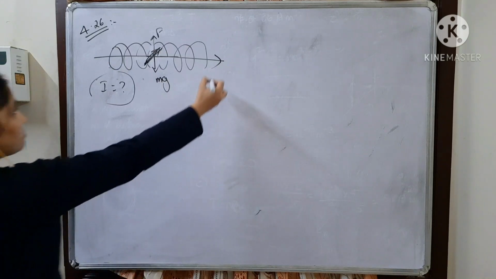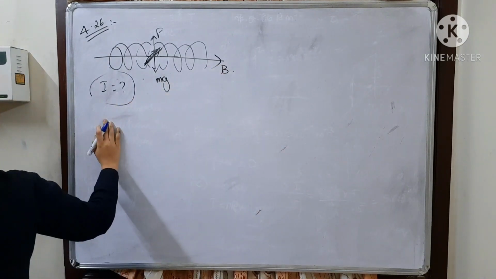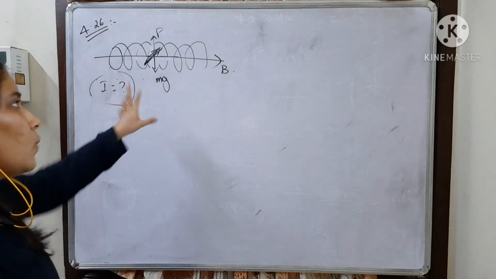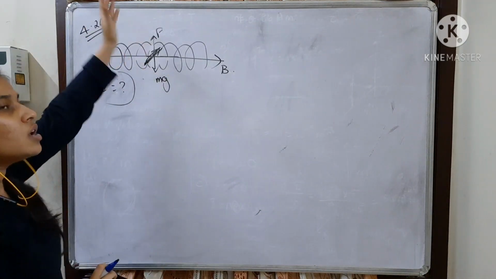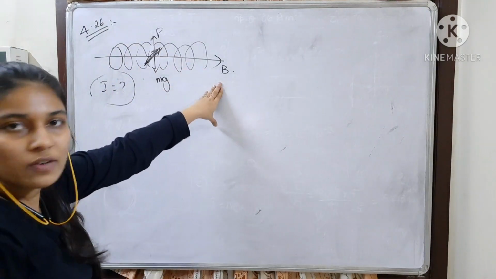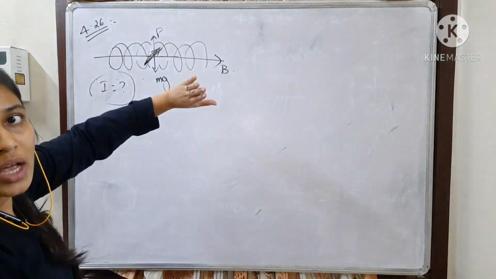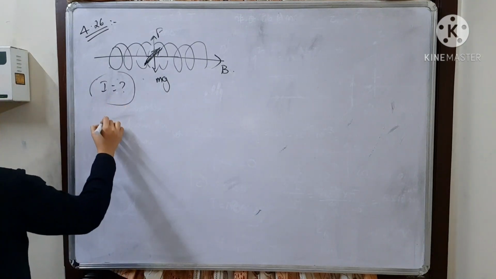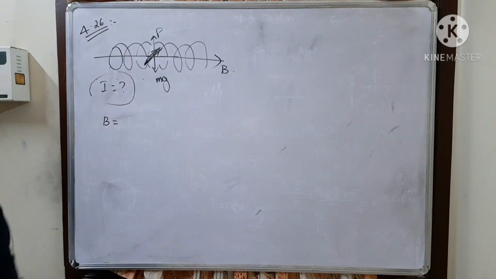So if this B is a magnetic field, here they have not given in which direction the current is flowing in the wire. So we will not worry about the direction. And for the magnetic field also they have not given the direction. So only magnitude wise we are going to solve this question. So we will see first what is the magnitude of the magnetic field.